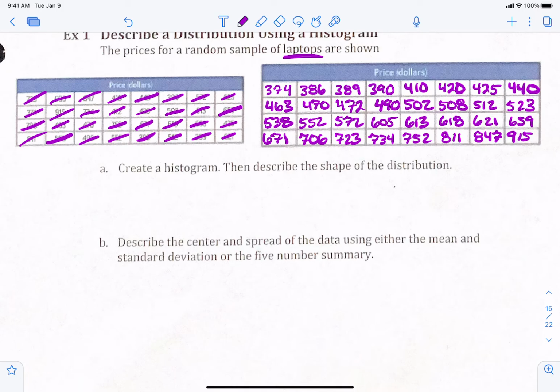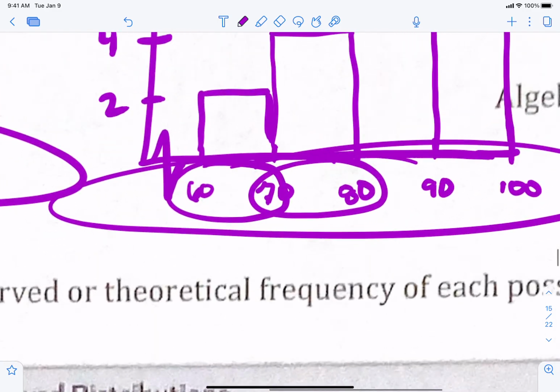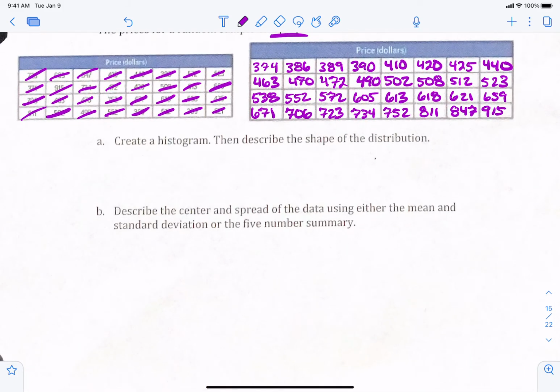Histogram. Now we have to have categories for how we're going to group our boxes, like what we're going to set as our ranges, like 60 to 70, 70 to 80, 80 to 90, 90 to 100. These are called classes. How do we want to list our classes out? Go by 100s. So we're going to go the 300s, the 400s, the 500s, the 600s, 700s, 800s, and then the 900s.